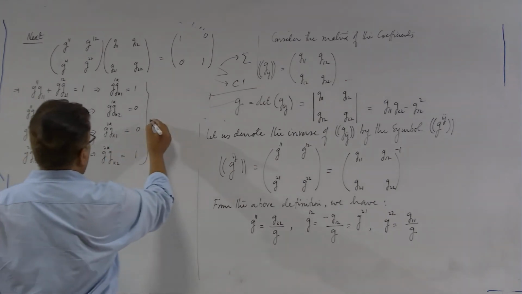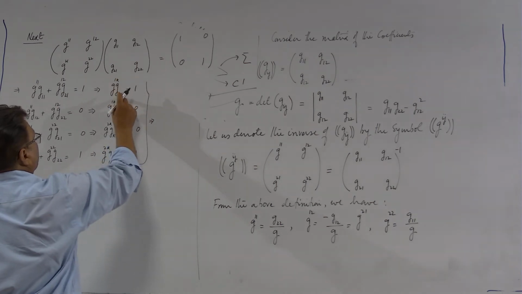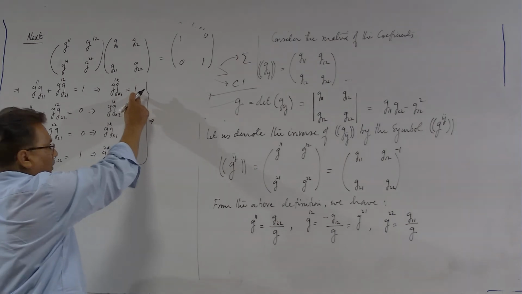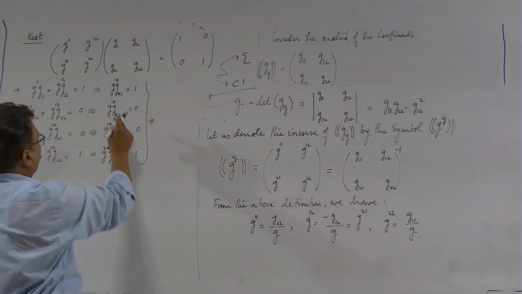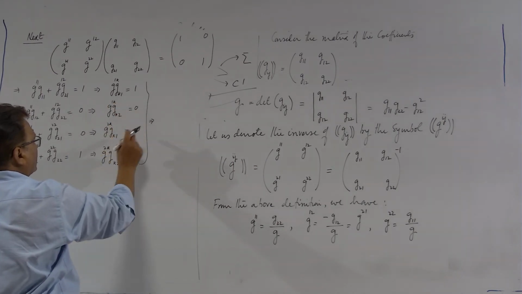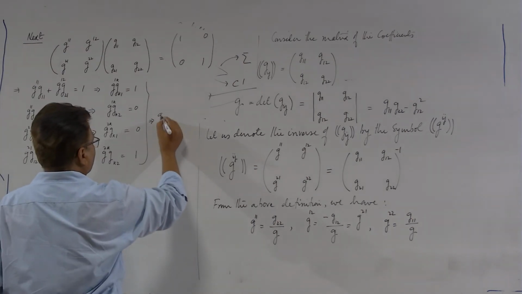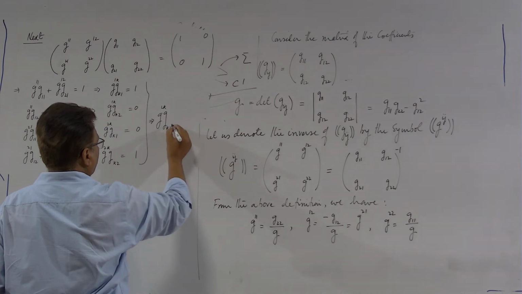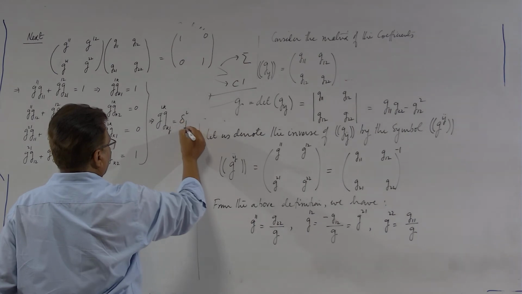You notice from here that when these two entries, the extreme entries, are 1 here and 1 here, the answer is 1. 2 here and 2 here, the answer is 1. But when they are different, extreme entries 1 here, 2 here, or 2 here, 1 here, the answer is 0. So, this will give you GIK into GKJ equal to Kronecker delta Ij.